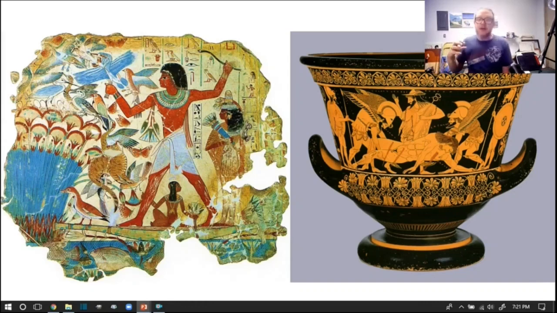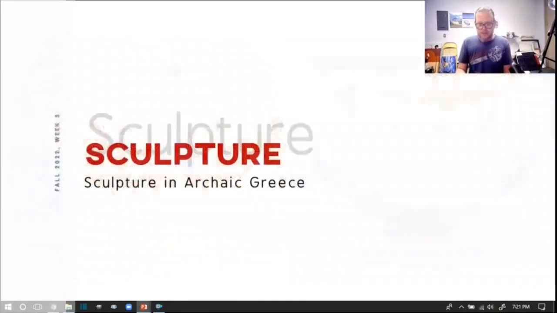And also, you'll see there's much more of a focus on human anatomy, right? Archaic Greeks are already at this point showing an attention to muscular detail, the muscles underneath the skin, that we're going to see really rise to prominence in the sculpture of the classical and Hellenistic periods. But that obsession is already starting to show itself here.